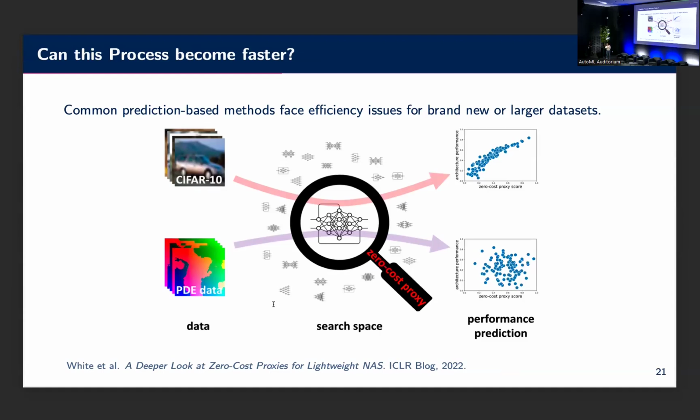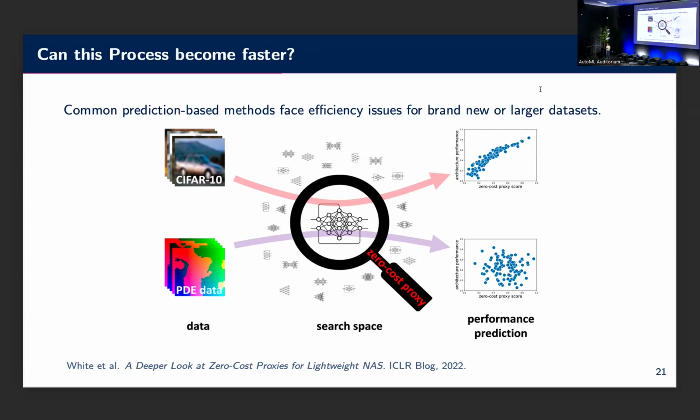A zero-cost proxy has the idea: we have a dataset, for example, CIFAR-10, which we can see here. And we have the search space, for example, the NAS-Bench-201 search space, which we also have already seen. And we calculate a score, for example, the number of parameters of each architecture. And we eventually hope that the zero-cost proxy score, for example, on the x-axis, is correlated with the actual accuracy of the architecture on the dataset you're interested in, here CIFAR-10.